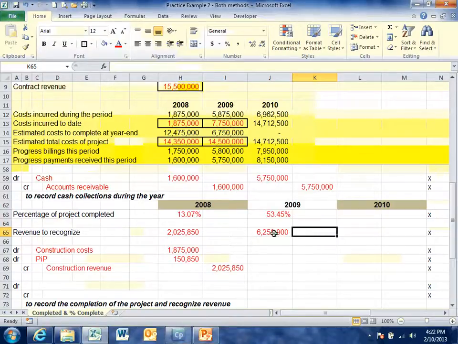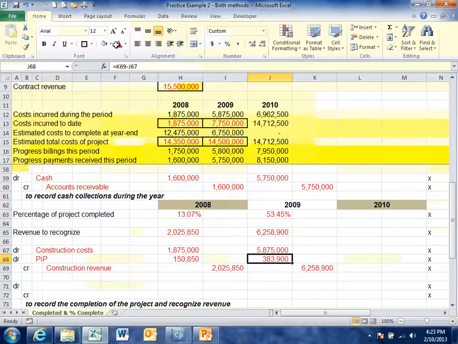So again, my journal entry is going to be a credit to construction revenue for the number we just calculated, right? A debit to my construction costs, and again, this is for the construction costs incurred during the current period, which was $5.875 million. It's not the costs incurred to date, it's just for the period. Again, I have an unbalanced entry, so the difference between those two is $383,900, and I plug it to my PIP account.